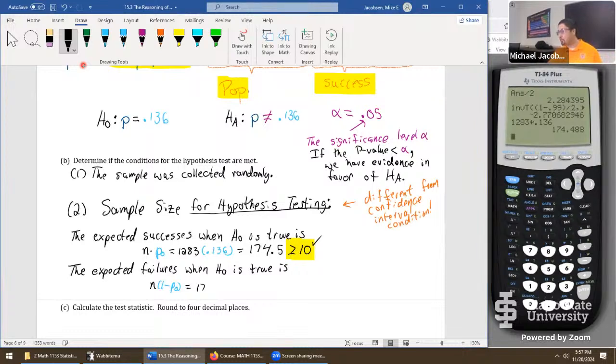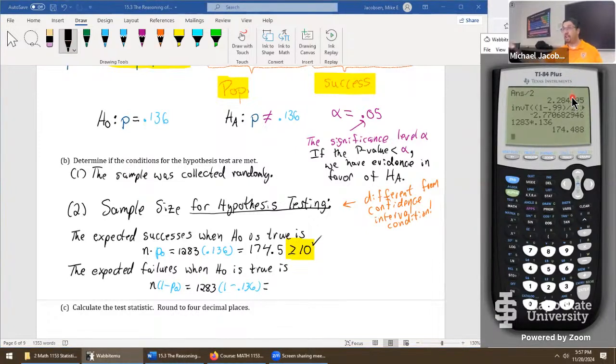So sample size n is 1283 multiplied by 1 minus 0.136. Let's throw that into the calculator, get a value out, and then check the shortcut. I think this is like a good sell on doing it the shortcut way, I think. 1283 multiplies 1 minus 0.136. So my expected failures comes out at 1108.5.